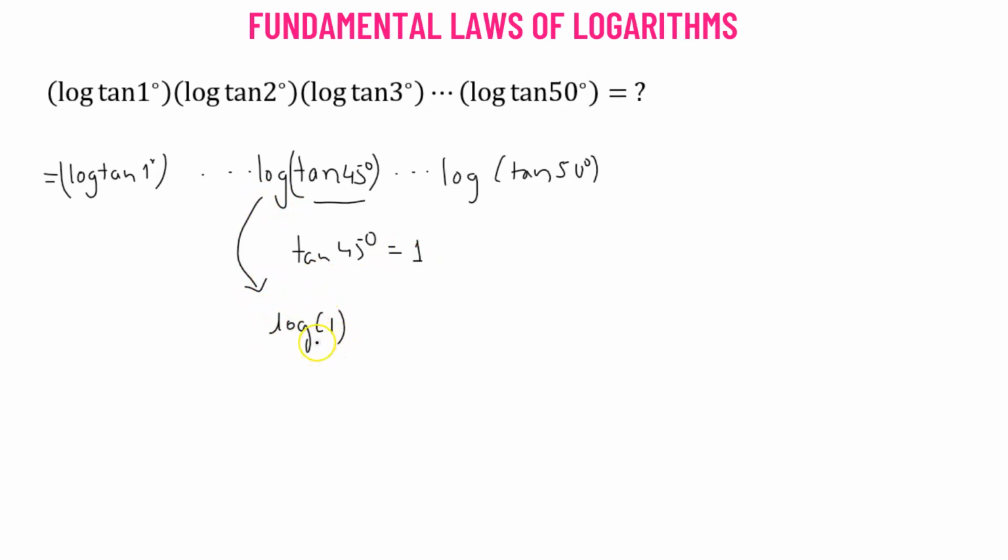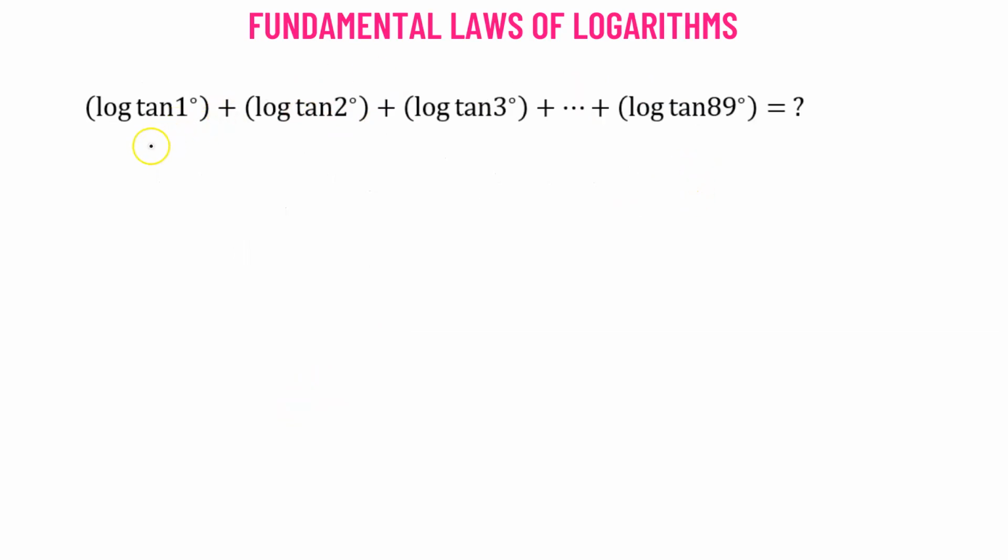Now irrespective of the base, it doesn't matter what base it has, the value of log of 1 is always equal to 0. So that means in this entire expression, which is a product of different logarithmic expressions, one of the logarithms has a value of 0. So here that means we are multiplying with a 0, which gives us a value equal to 0.